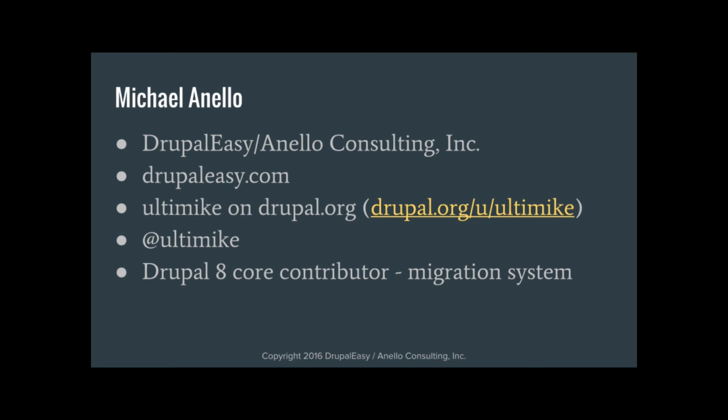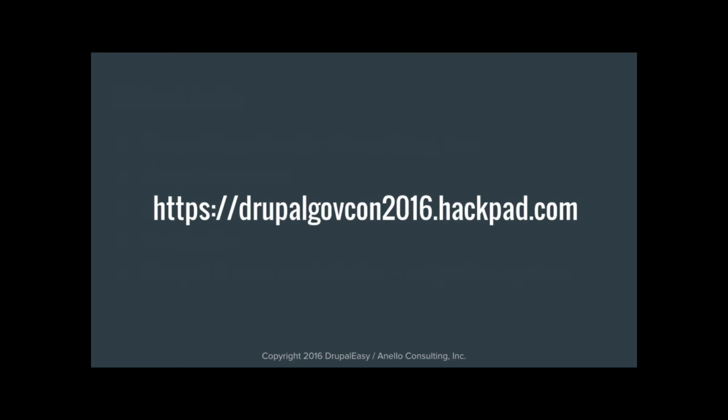My username is ultimike, pretty much everywhere, on Twitter as well as on drupal.org. And I am one of the contributors of the Drupal 8 core migration system, so I know a little bit about it. And I'm not being facetious. I actually just know a little bit about it. I know enough to be dangerous. We'll put it that way. And I don't know why my arrow keys are not being cooperative, but let's just do it this way.